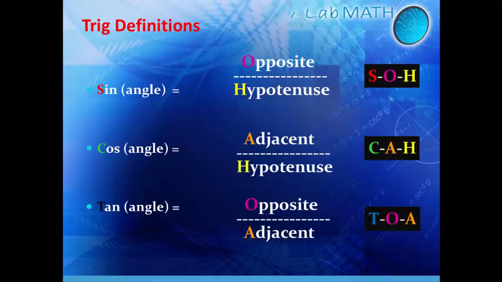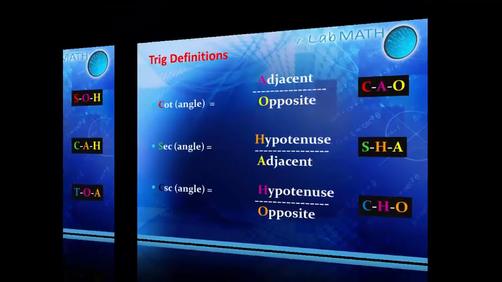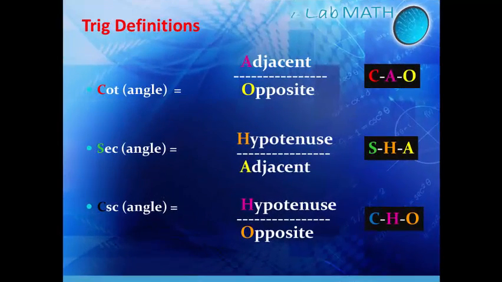Tangent equals opposite over adjacent. TOA: T for tangent, O for opposite, and A for adjacent side. Cotangent equals adjacent over opposite. CAO: C for cotangent, A for adjacent, O for opposite. Secant equals hypotenuse over adjacent. SHA: S stands for secant, H for hypotenuse, A for adjacent.